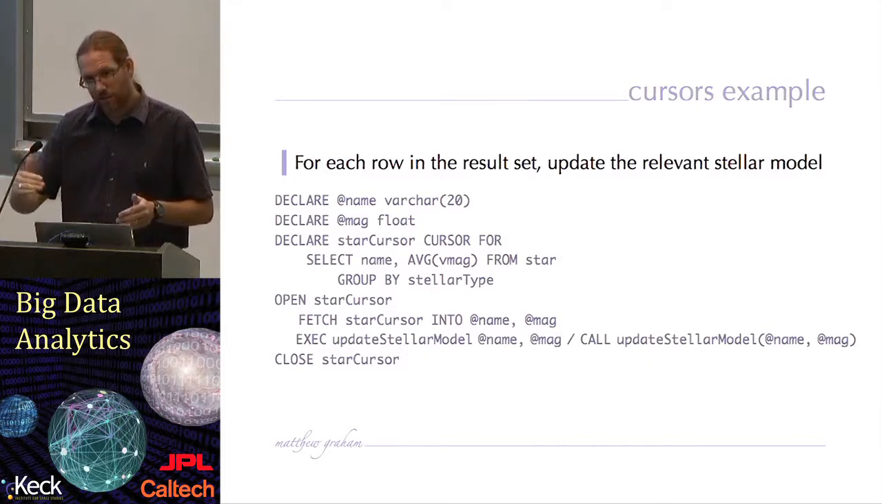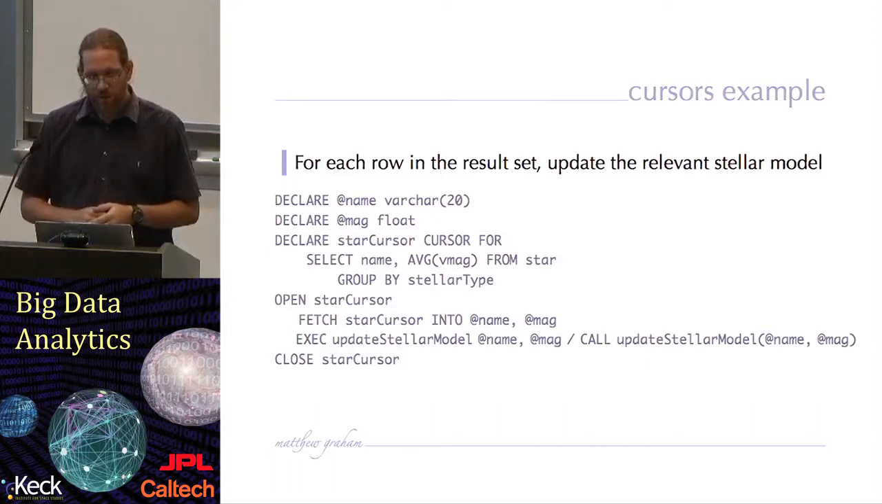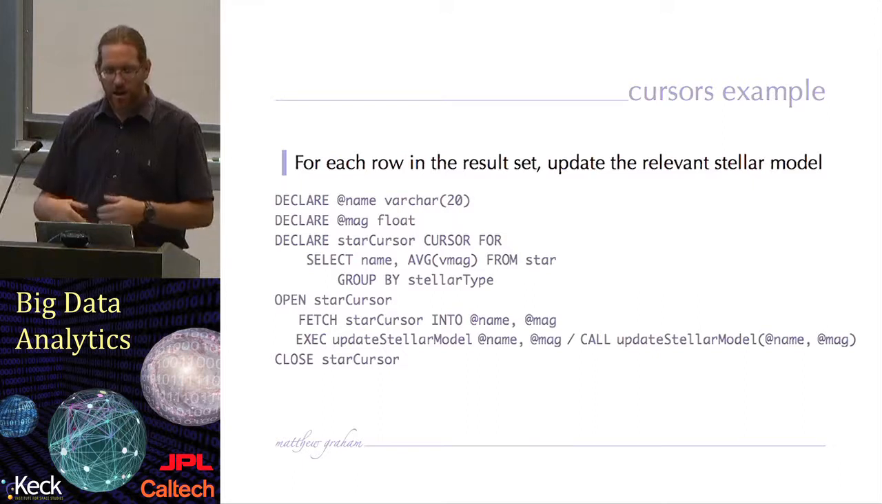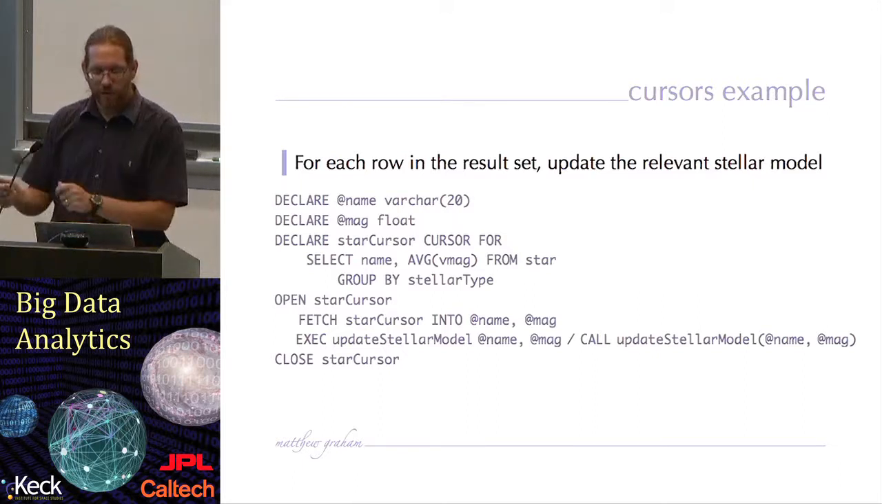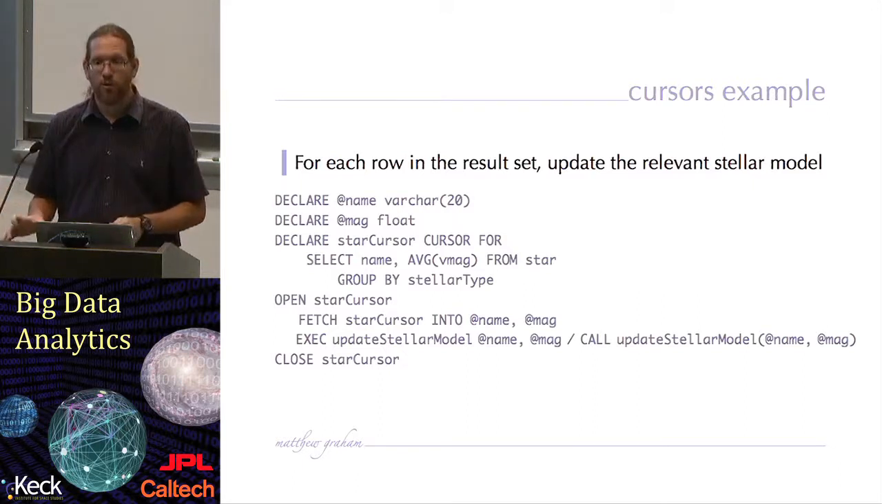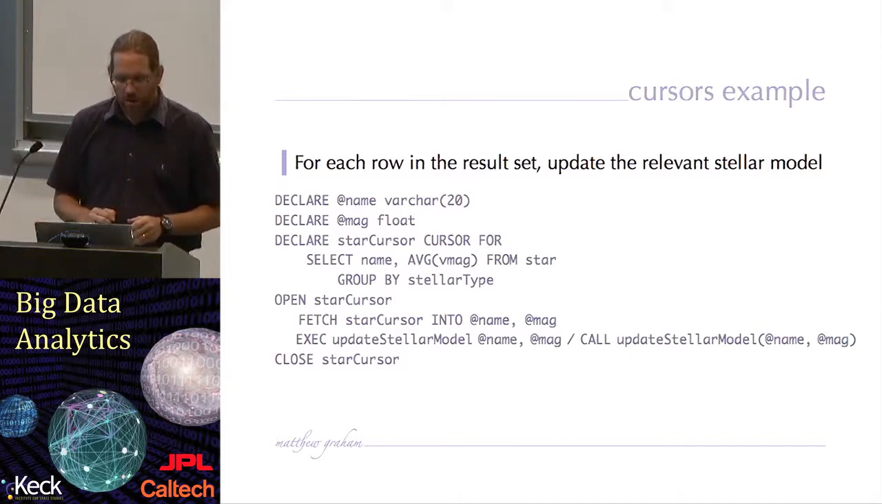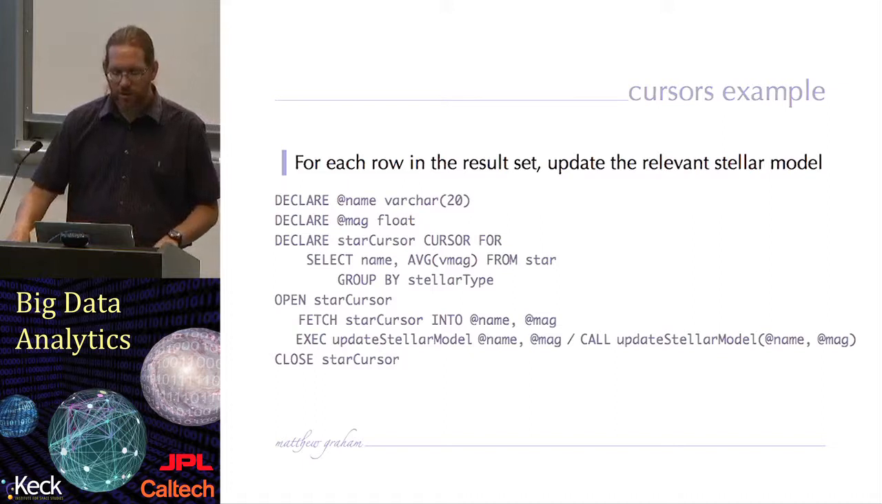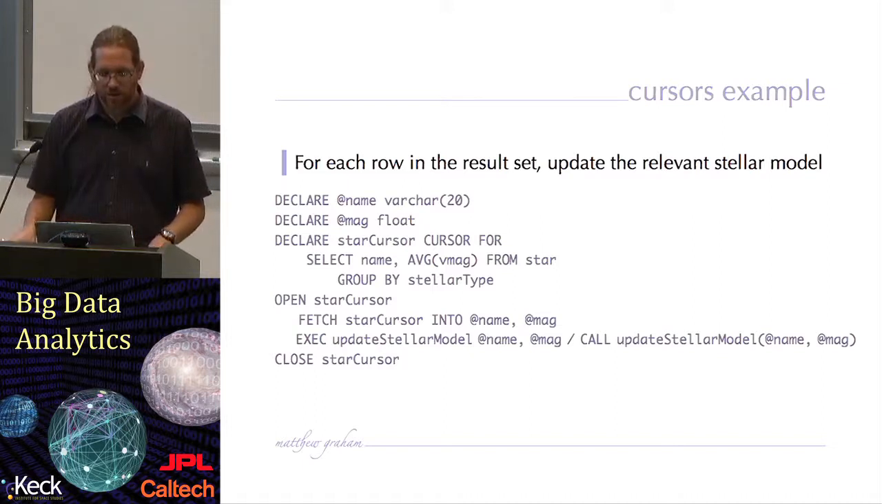This is the thing that's going to go through each row. We say it's called star_cursor. And then we say what it does: it selects the name and the average V magnitude from our table star, grouping by stellar type. So that's going to give me those two pieces of information for my star table.